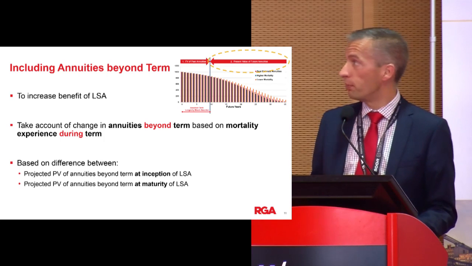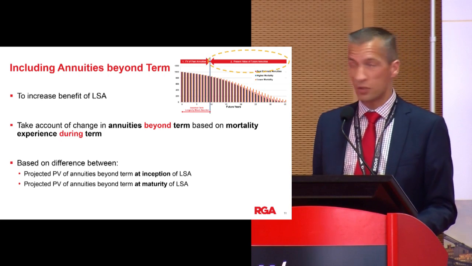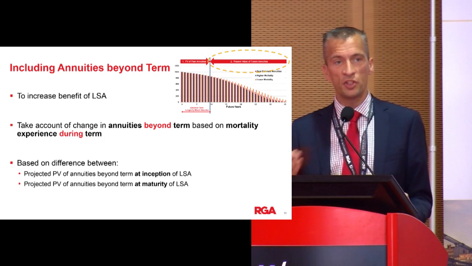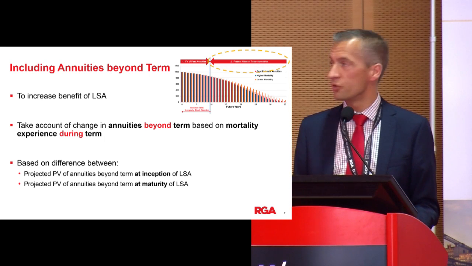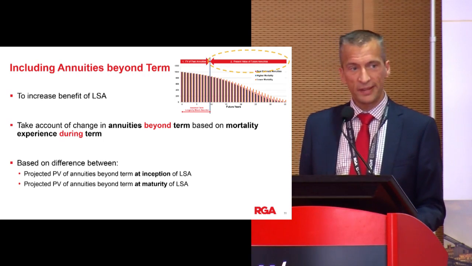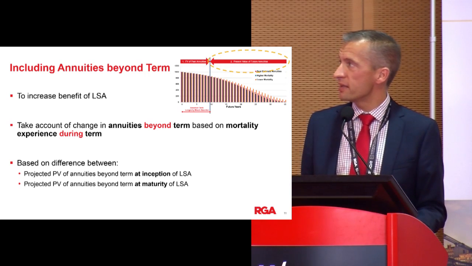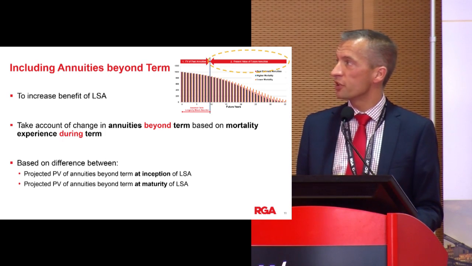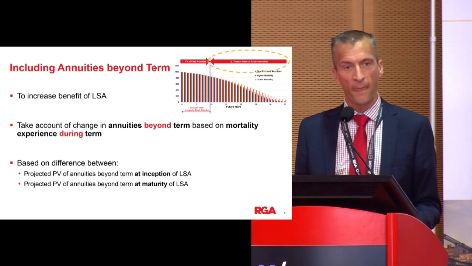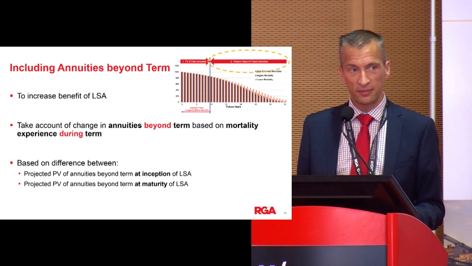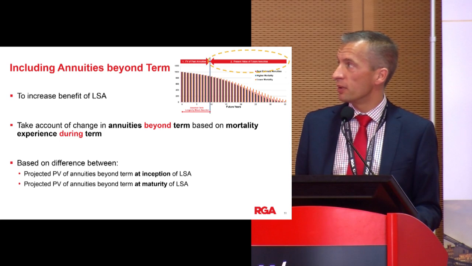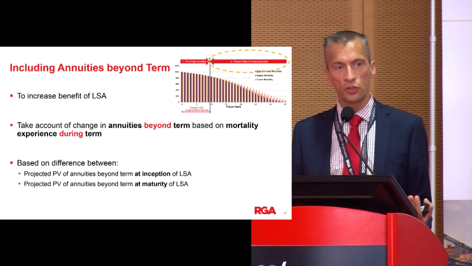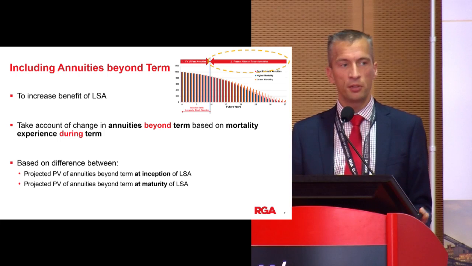So here I zoom in on that component. It's this arrow, as I just showed. It increases the benefit, as I said, because all the annuities over the full term of the portfolio are taken into account. You can describe it in various ways, but it takes account of the change in the annuities beyond the term of the transaction, based on the mortality experience during the term. That's an important distinction. We look at the annuities beyond the term, but we only take account of how those annuities would change because of experience emerging during the term.